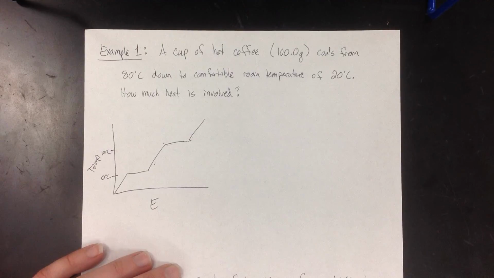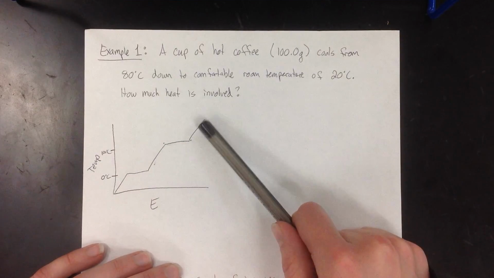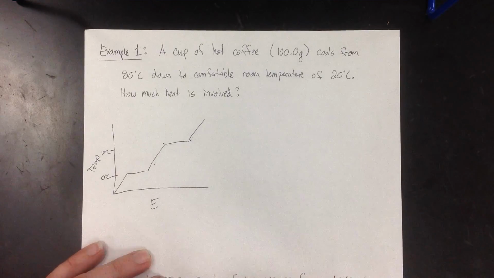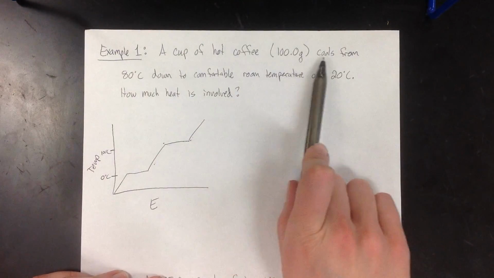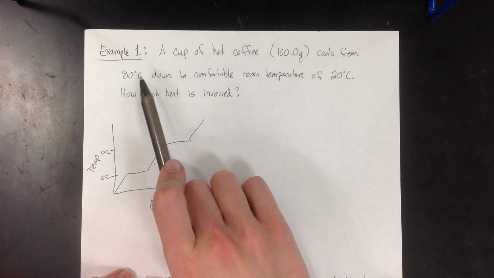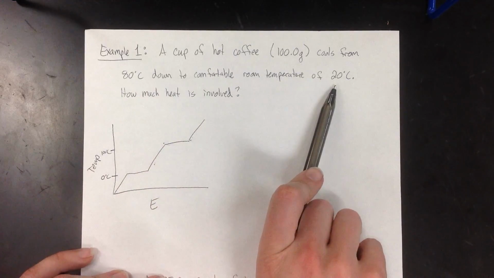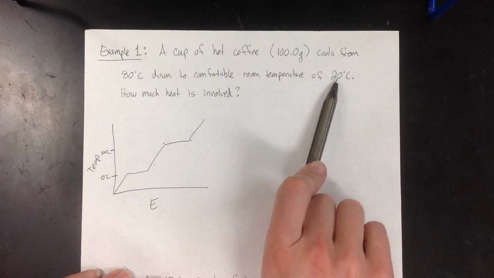I need to figure out where I am. What location am I on this heating curve? Am I solid? Am I melting? Am I liquid? Am I boiling? Am I gas? Am I freezing? Am I condensing? It all depends where we are. So we've got hot coffee, 100 grams. It's cooling from 80 degrees Celsius down to 20 degrees Celsius. So I'm starting at 80, I'm ending at 20.